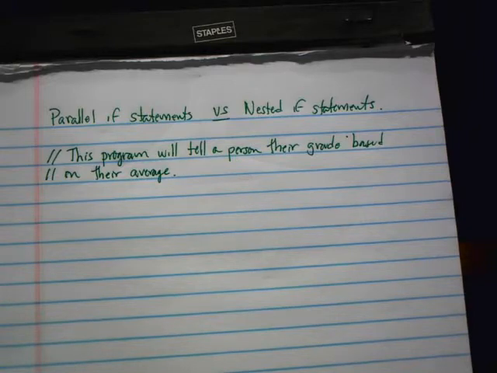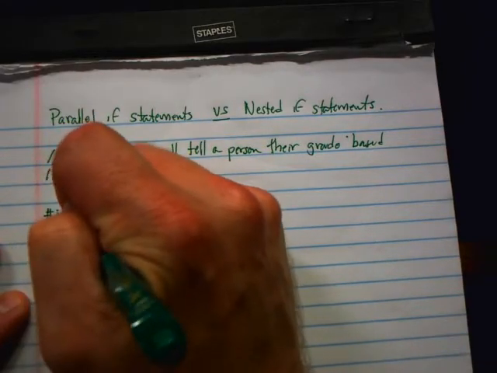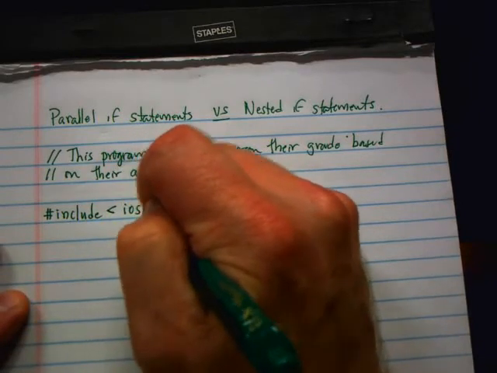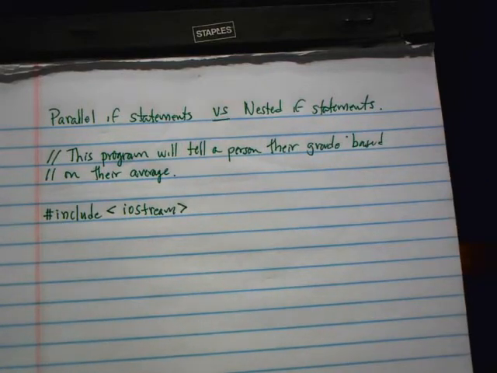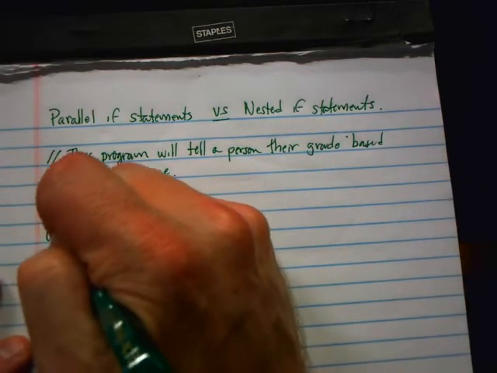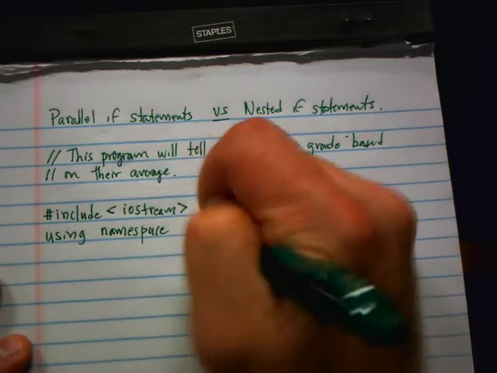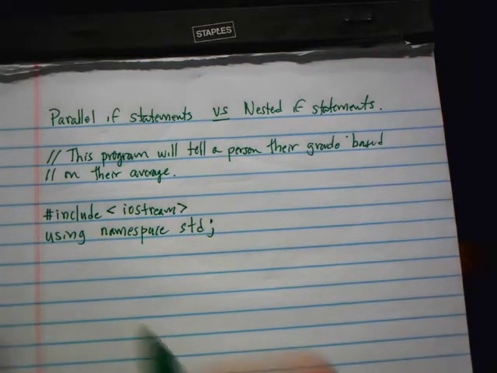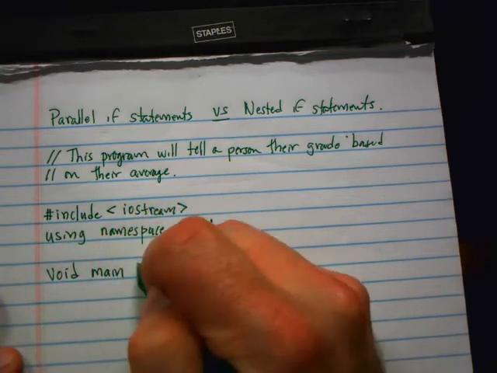What comes after documentation? Pound include iostream. What comes next? Using namespace std. Void main.